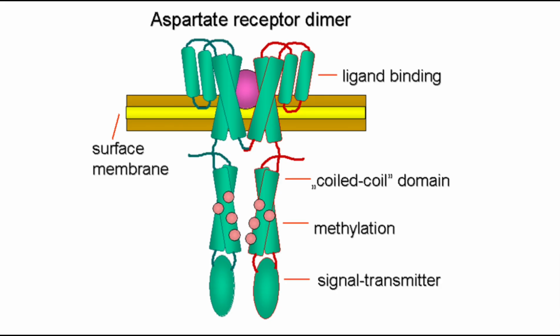There is receptor clustering. The chemoreceptors group together, especially at the poles of the bacteria, and this amplifies the signaling so they can respond to very tiny chemical changes.